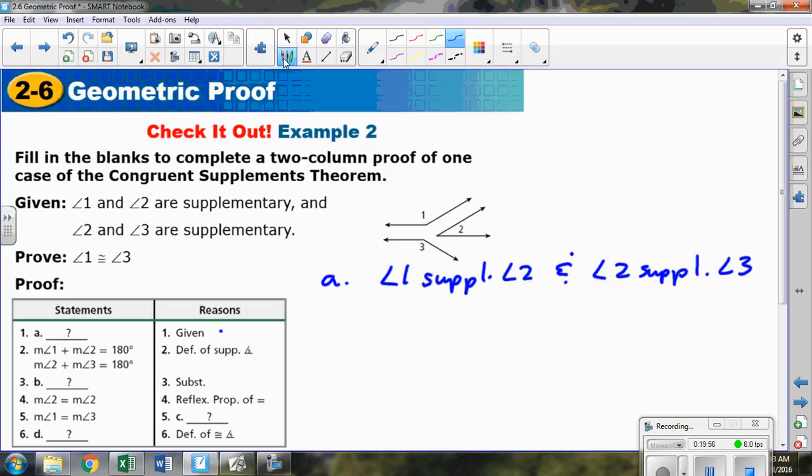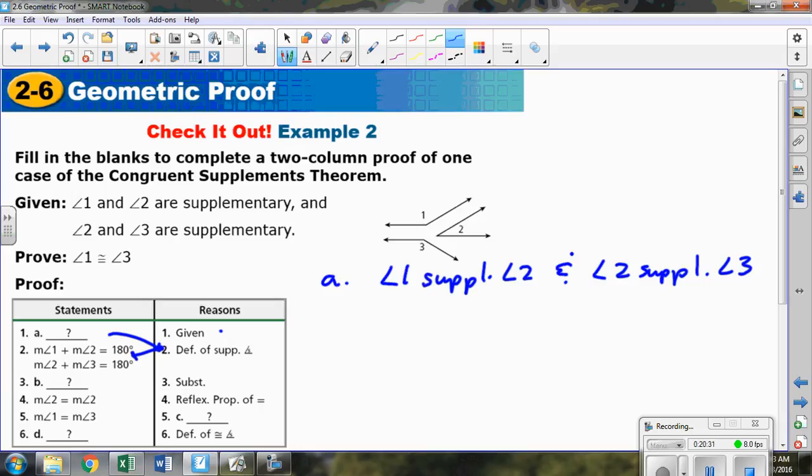From there, see how it builds. We have supplementary. Then, what does supplementary mean? We know supplementary means that the two angles will add up to equal 180 degrees. So now that we know they're supplementary, we will apply the definition of supplementary angles to get these two equations. The measure of angle 1 plus the measure of angle 2 equals 180. The measure of angle 2 plus the measure of angle 3 equals 180.